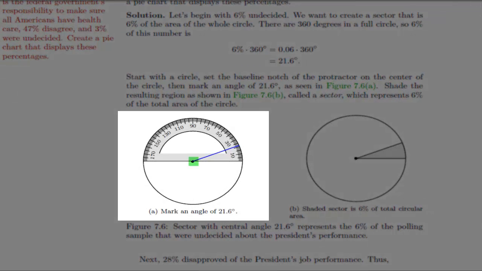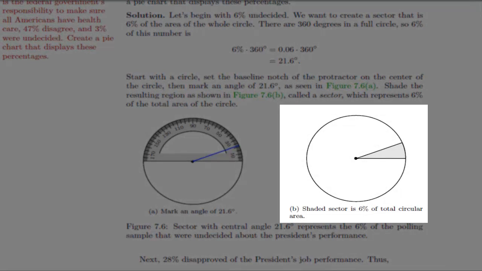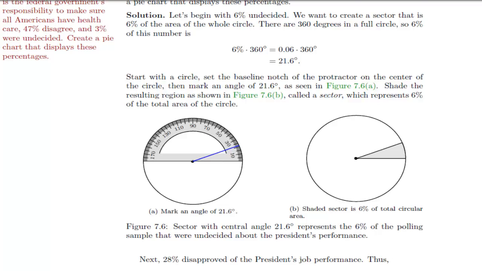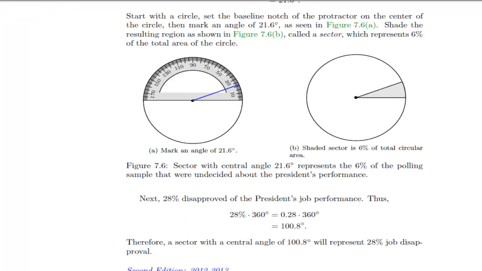Start with a circle, set the baseline notch of the protractor on the center of the circle, then mark an angle of 21.6 degrees as seen in figure 7.6a. Shade the resulting region as shown in figure 7.6b, called a sector, which represents 6% of the total area of the circle. So in figure 7.6, the sector with central angle 21.6 degrees represents the 6% of the polling sample that were undecided about the president's performance.